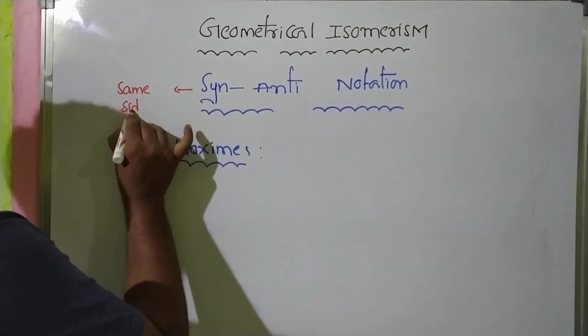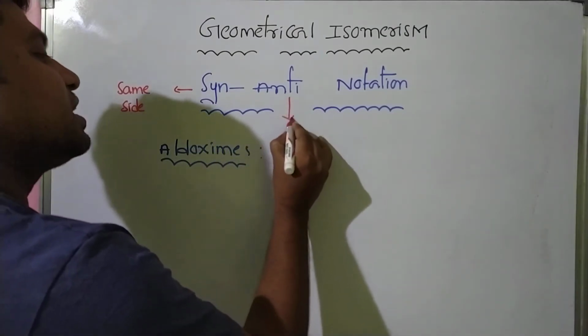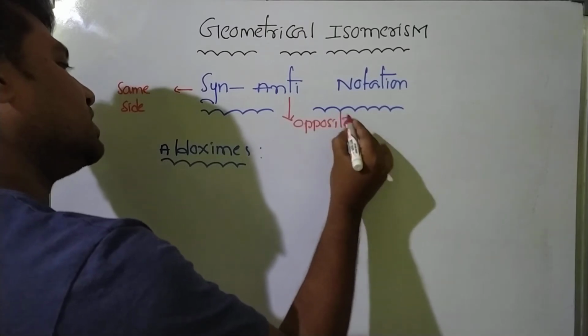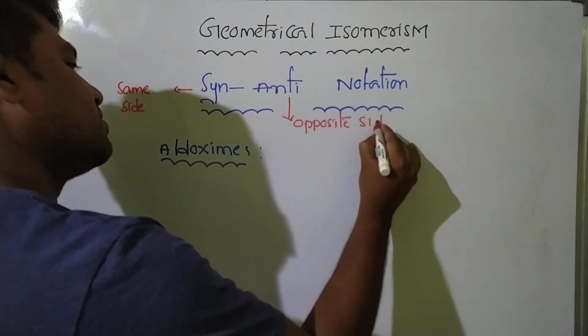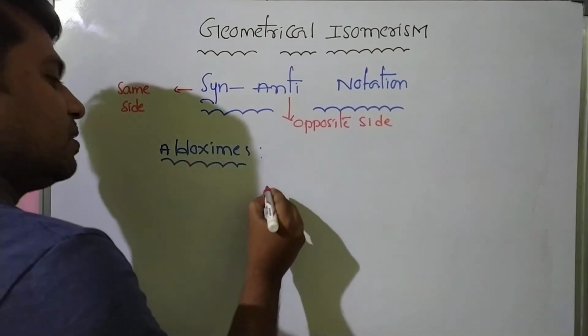Syn means same side. Anti means opposite side. Very easy. Now one more example.